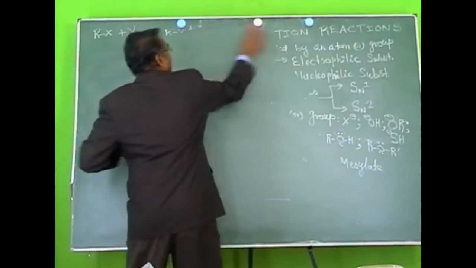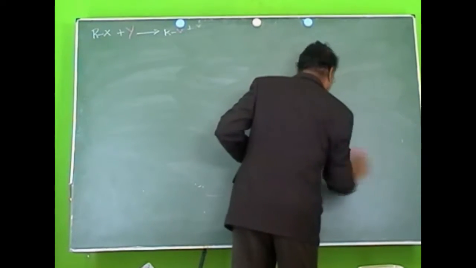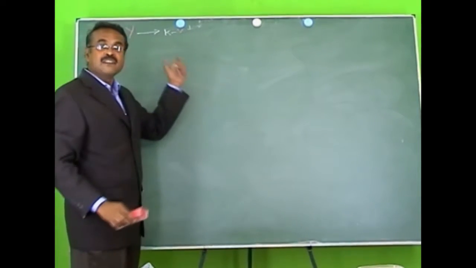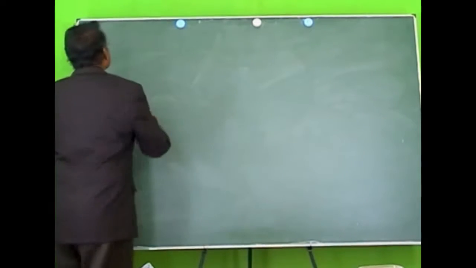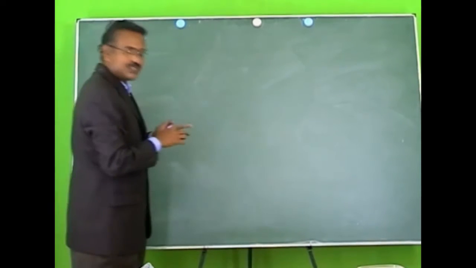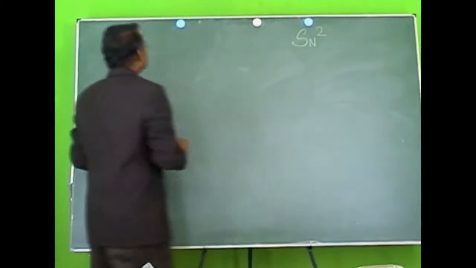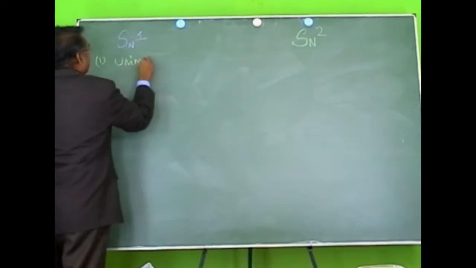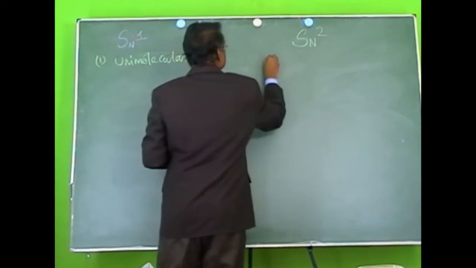So now we are going to briefly discuss what SN1 and SN2 are. We restrict our discussion today to aliphatic systems. SN1 stands for substitution nucleophilic unimolecular. SN2 stands for substitution nucleophilic bimolecular. This reaction is unimolecular, whereas this reaction is bimolecular.